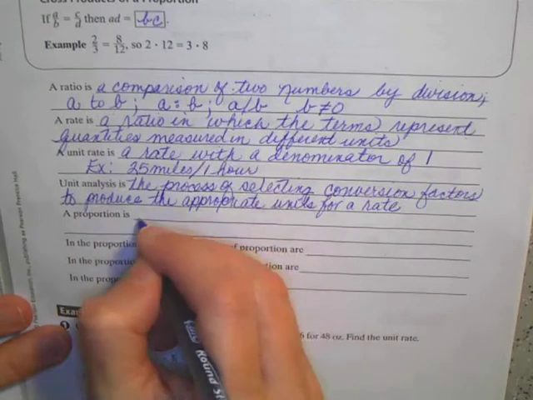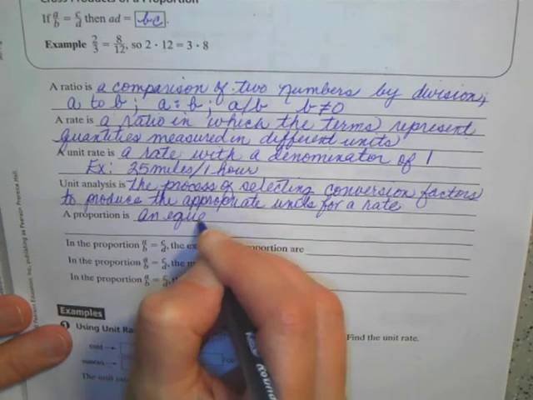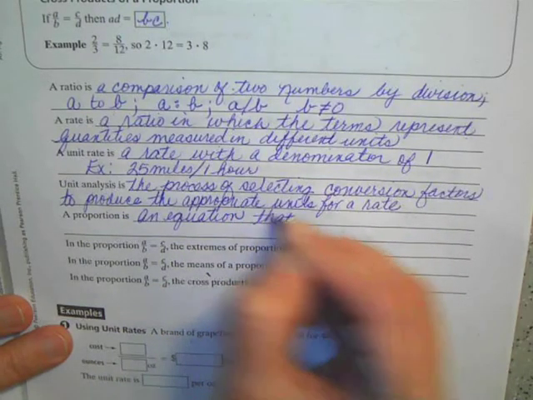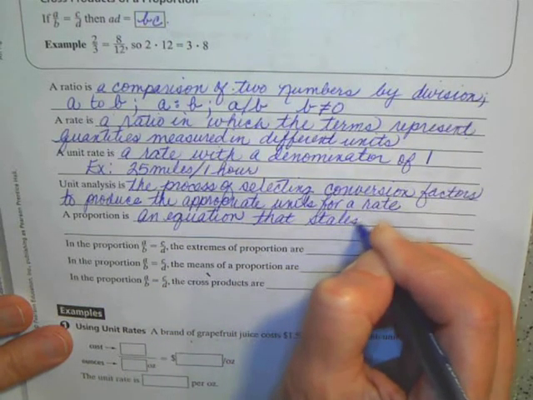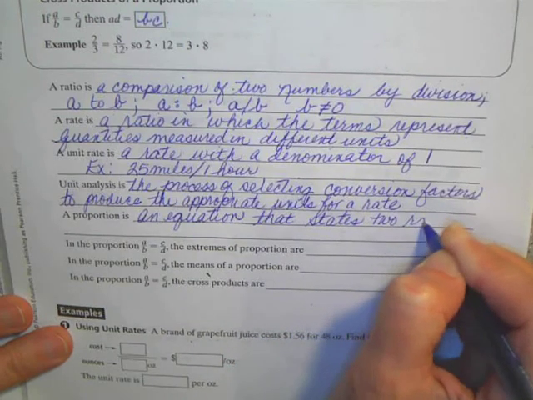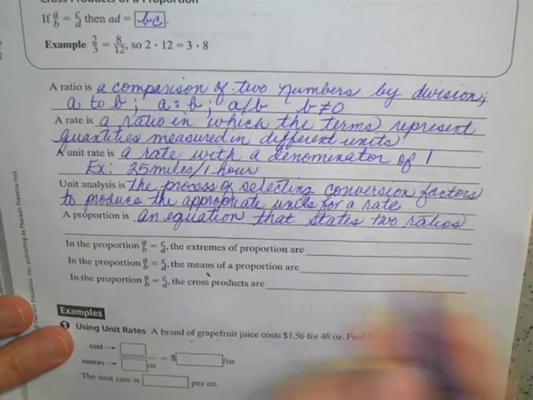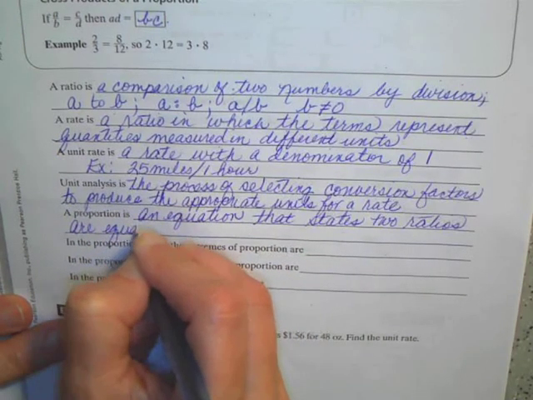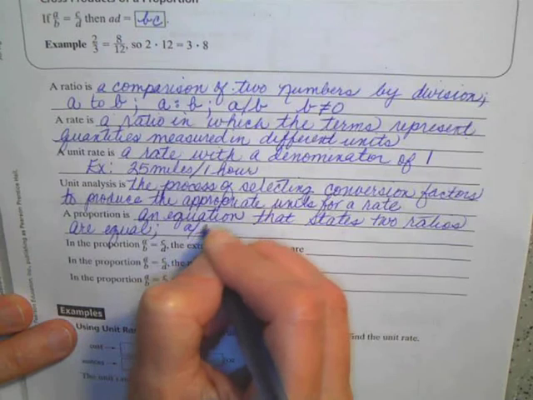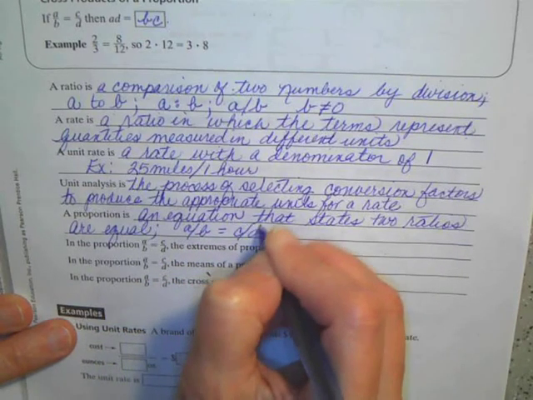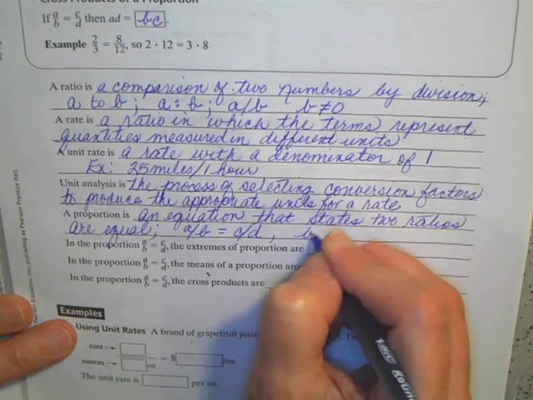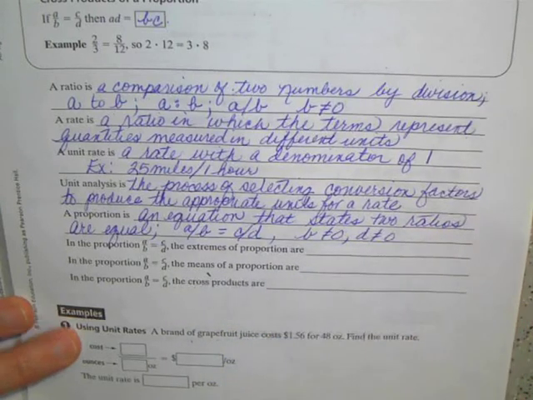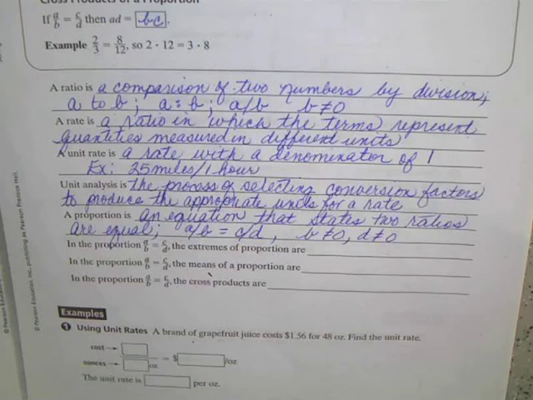A proportion is an equation that states two ratios are equal. And that might be written A over B is equal to C over D, and B is not equal to 0, D is also not equal to 0 because they are both denominators here.